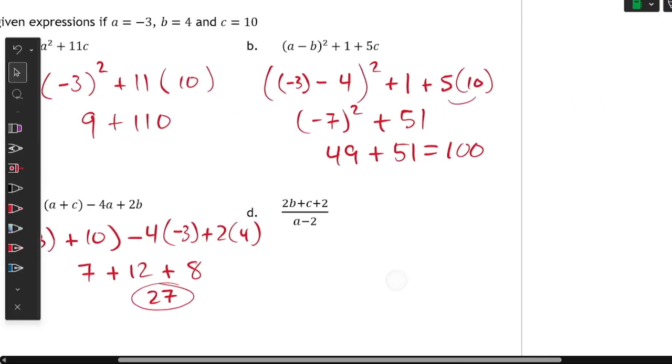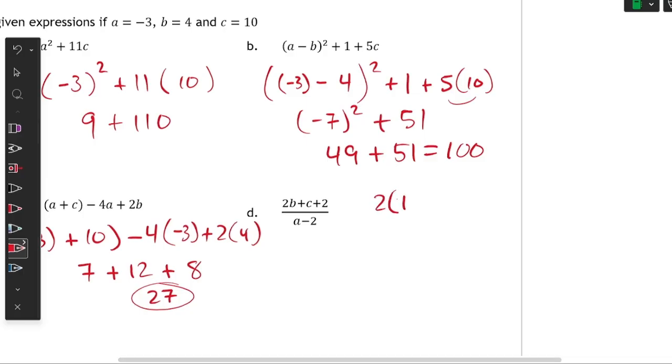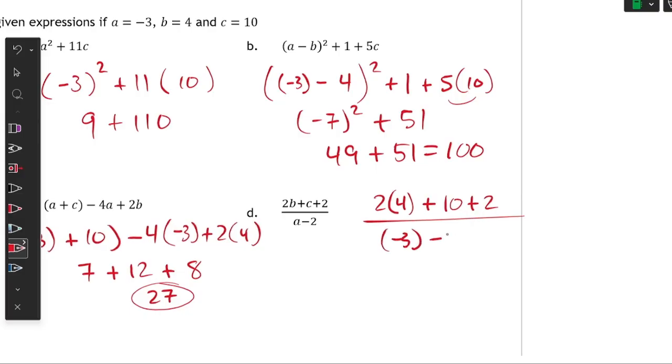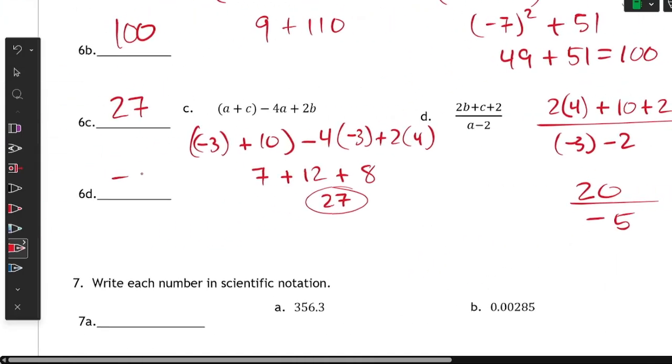And then the last one has a quotient. We've got in our numerator twice B, 2B, plus C, which is 10, and then plus 2. And in our denominator, we're going to have A, which is -3, and minus 2 more. So in that numerator, I see 8, 9, 10, I see 20. That's 12 plus 8 more is 20. And then in my denominator, I see -5. So if I take 20 and divide by -5, I get -4. So this last one is -4.